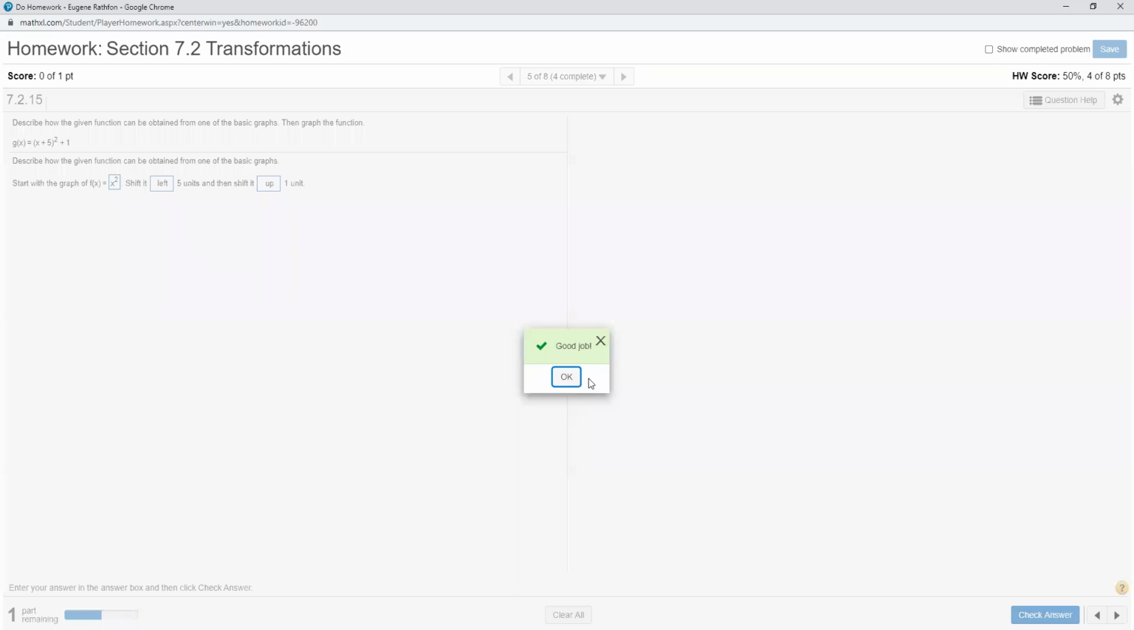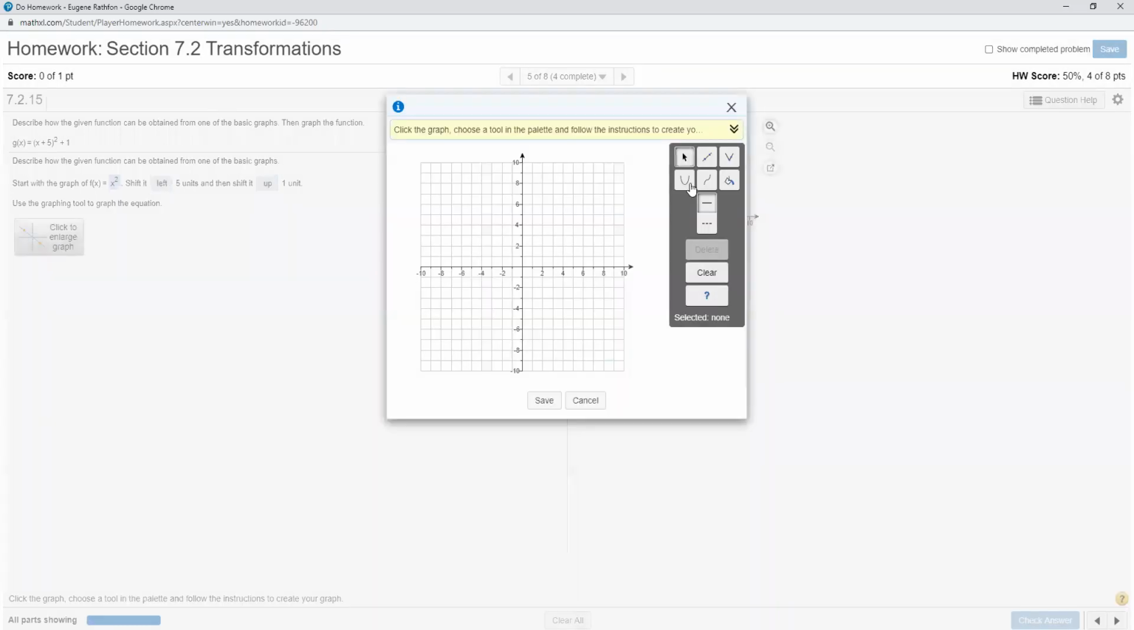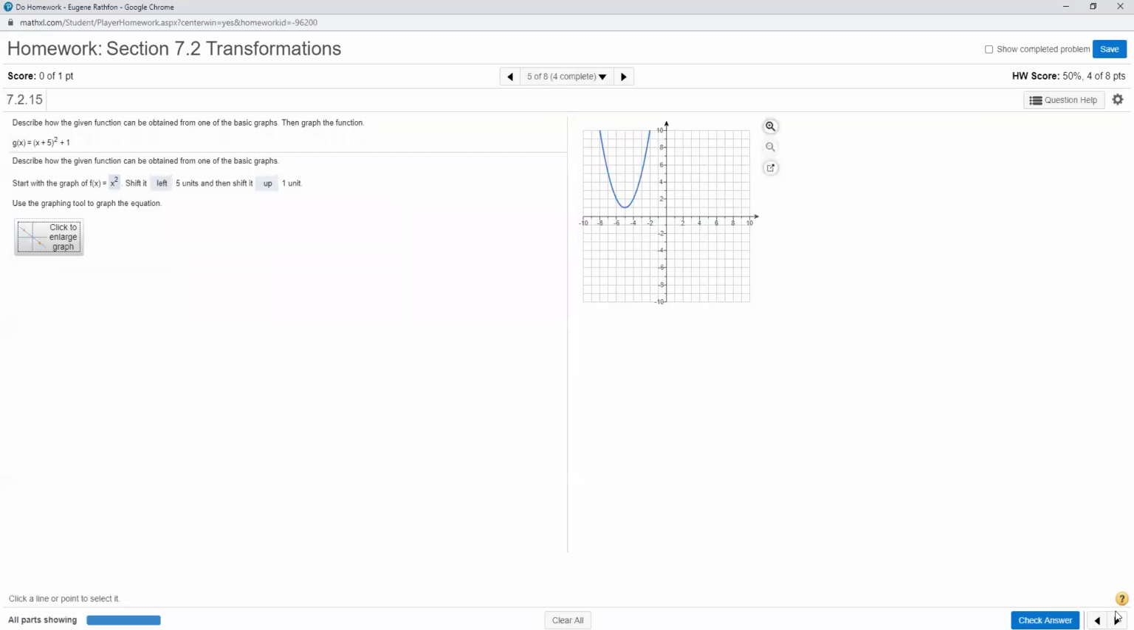Now we're going to have to what? Graph this. So x squared will be the quadratic tool. So click it and put it right in the center. Now we said we shifted left 5 units. So horizontal will go left to 5. And then we said we're going to shift it up 1 unit, which is vertical, positive 1. So notice it moved me left and up. That was my only moves, so I'm going to save that and check.